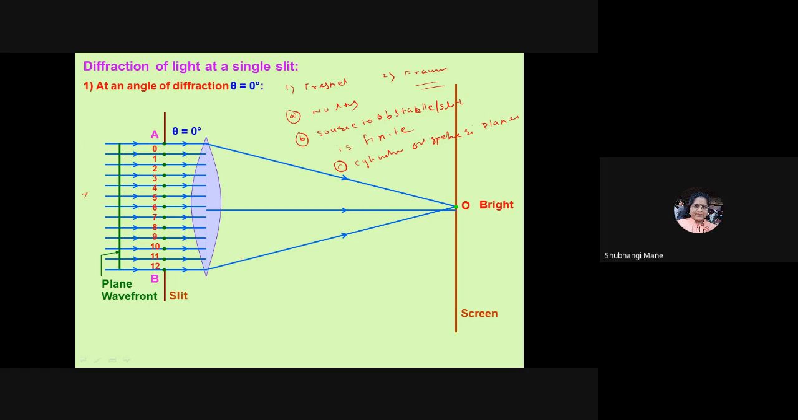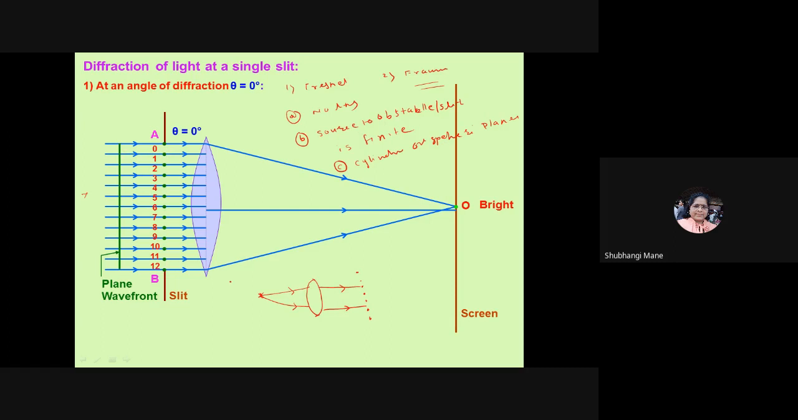How to obtain the plane wavefront from a spherical wavefront? If this is a source, and the source emits a cylindrical or spherical wavefront, and if it is allowed to pass through a convex lens, that means if this spherical wavefront is passed through a convex lens, then a plane wavefront is generated here. Okay. So every point on this wavefront will act as a source of secondary waves. So this is the plane wavefront.